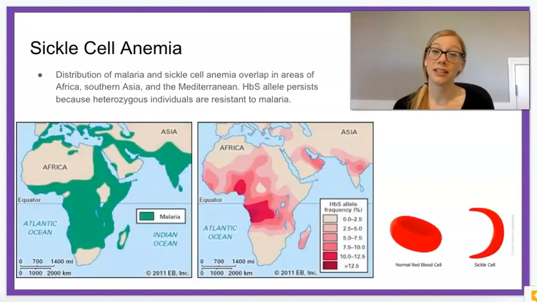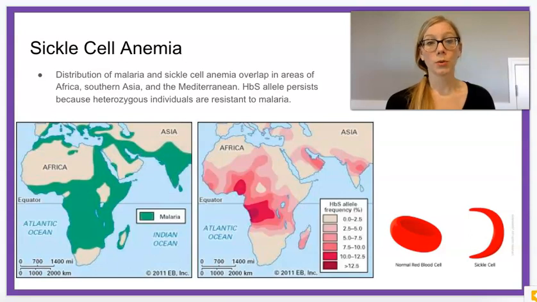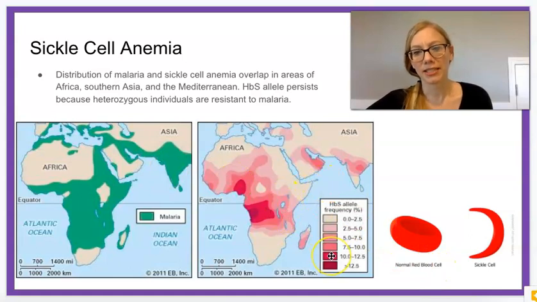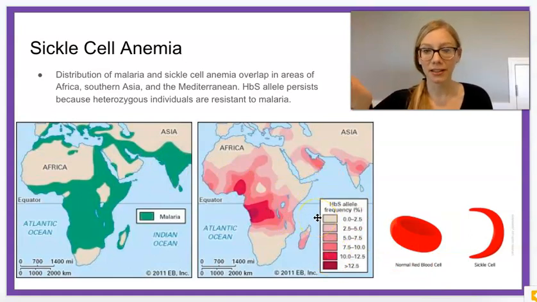Last example here is sickle cell anemia. Sickle cell anemia is basically where your blood cells cannot carry as much oxygen as you would normally like. But when we look at sickle cell anemia and its prevalence, we see that there are certain places where malaria, again carried by mosquitoes, can be transmitted to humans. These are areas where malaria is really prevalent. And then we look at areas where the HBS allele, which is the sickle cell allele, is also prevalent. Because you might say, why would this allele stay around in a population if it's not really good? You want your blood to be able to carry oxygen.